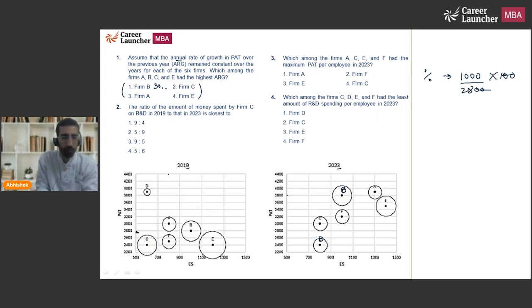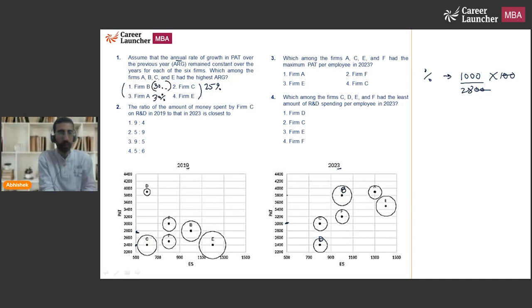What is firm C? Firm A, let's check. Firm C changes from 2,400 to 3,000. 2,400, 3,600 by 2,400, right? 600 by 2,400 is 1 by 4, 25%. Firm C is much less than B. A has gone from 3,000 to, this is 3,900, right? Right in the middle. 3,000 to 3,900 is 30% change, exactly 30%.